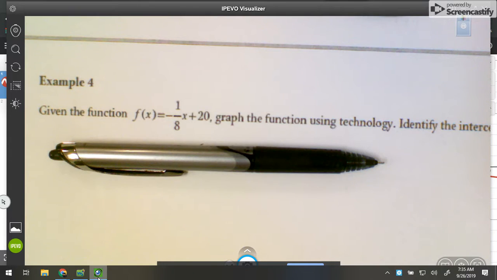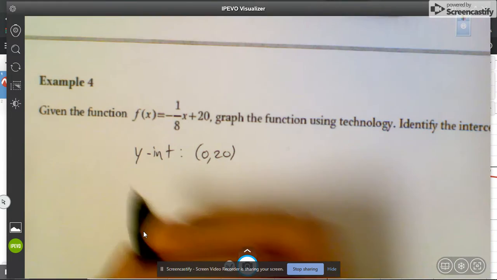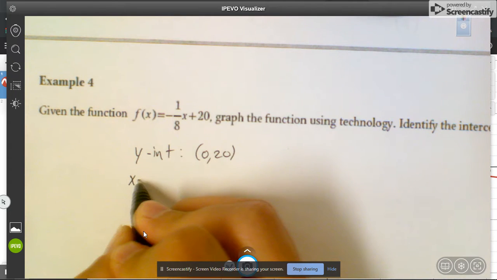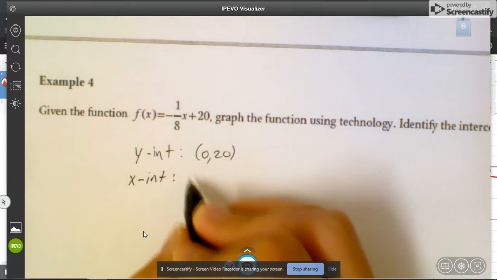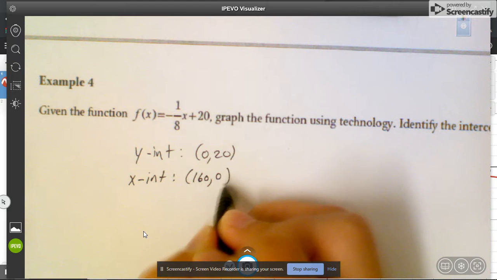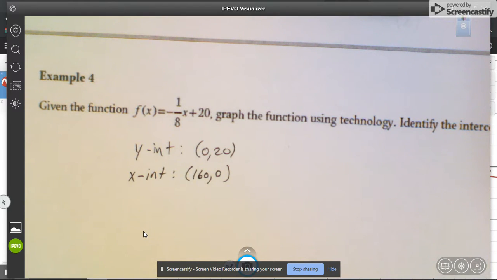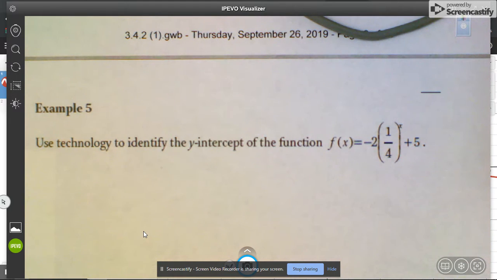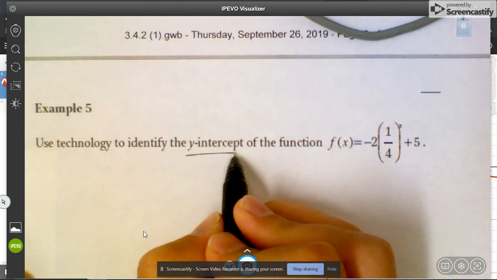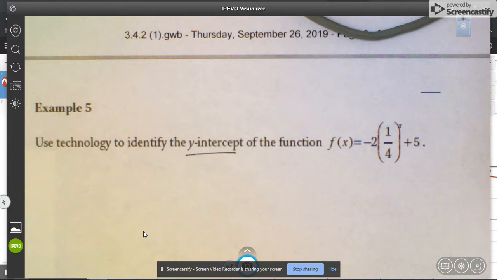All right, so if we go back to our problem, I'd already written down the y-intercept before Abby interrupted me, and the x-intercept is 160 and 0. Okay? Now, what if you have an exponential function? It only asks us to find the y-intercept, but again, we talked about the x-intercept as well, so we'll see if we can do that as well.